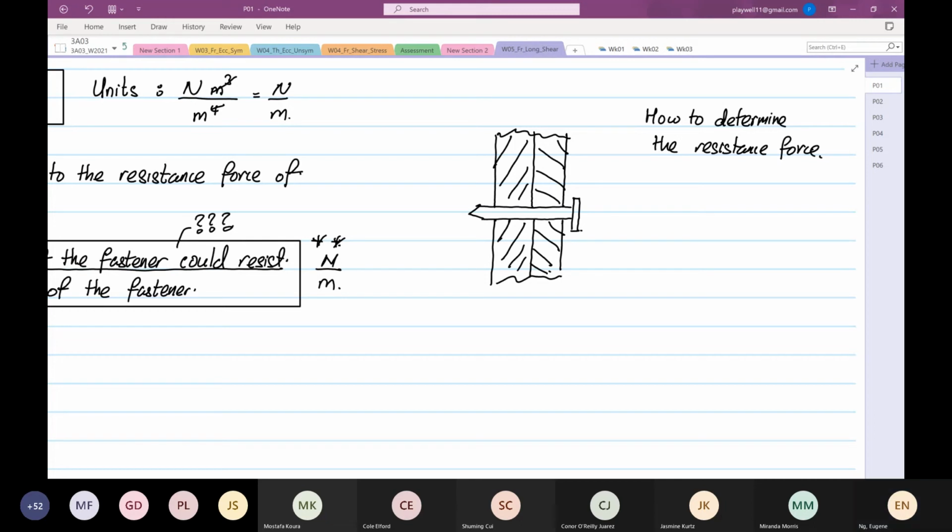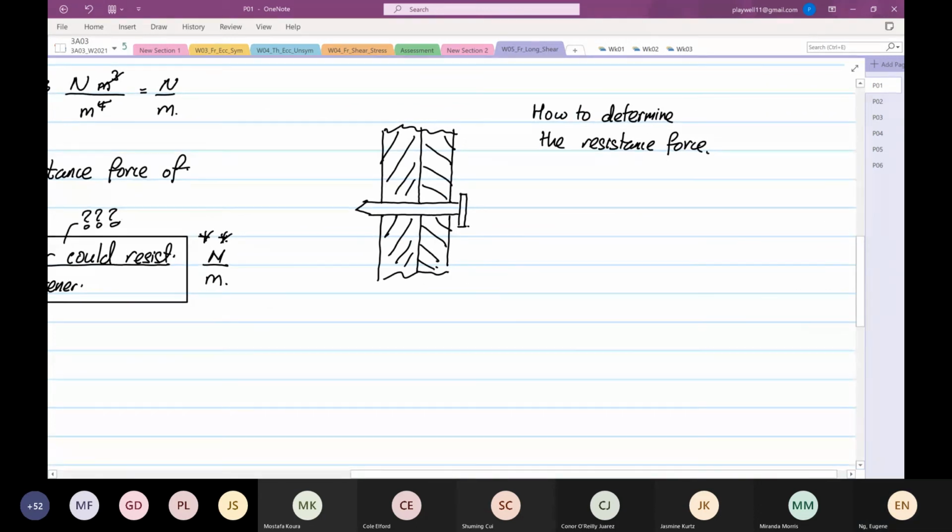Anyone? You guys are thinking very complex. Can you think simple? Help me over here, please. What can you do? Okay, we can carry out an experiment.